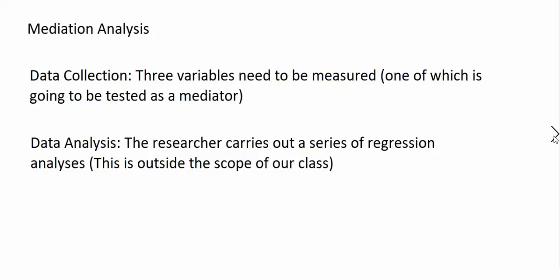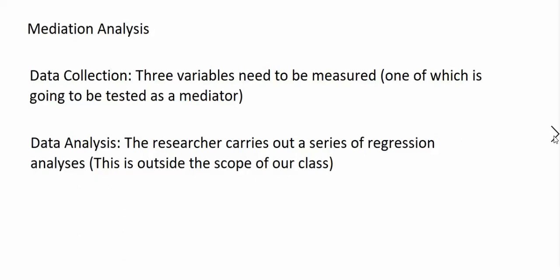If that's the researcher's hypothesis, then the researcher is hypothesizing that lower financial stress is a mediator between income and happiness. And the researcher would do the mediation analysis, and the researcher would decide if the data is consistent with that possibility. And the way data is analyzed in a mediation analysis is the researcher carries out a series of regression analyses, which is actually outside of the scope of our class, which is why I'm not going to go into too much detail about regression.